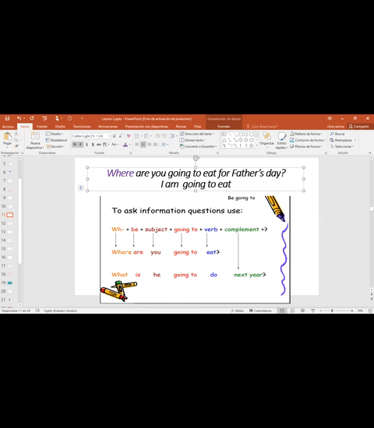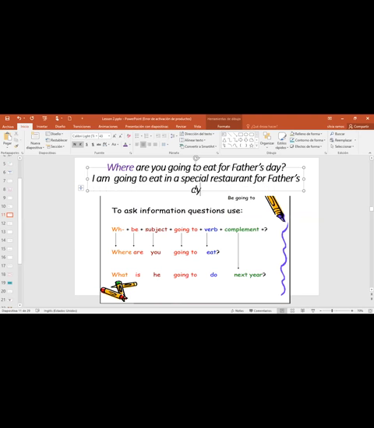Another example. What is the example here? What are we asking someone? We're asking for a place. I am going to eat. I am going to eat for Father's Day. Yes, but what is the place? ¿Cuál es el lugar? Estamos tratando de encontrar el lugar. Where? Where are you going to eat? Special restaurant. Okay, and in a special restaurant. For Father's Day. Okay, very good.